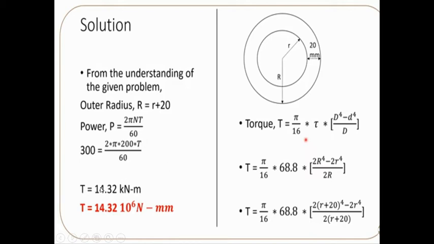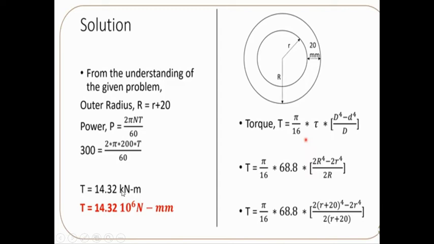So the torque value is 14.32 kilonewton meters. Once again, the torque value is 14.32 kilonewton meter. That will be converted to Newton millimeter. The kilonewton will be converted to Newton, and meter will be converted to millimeter. So how to convert the kilo?